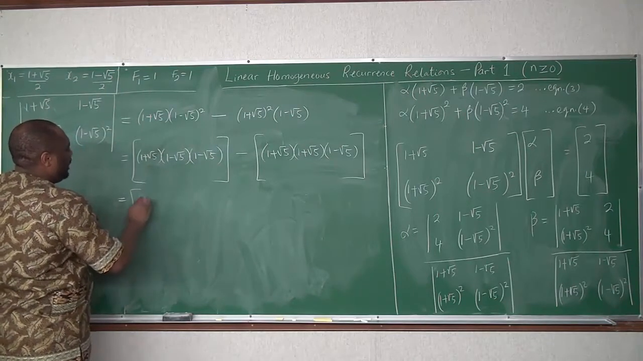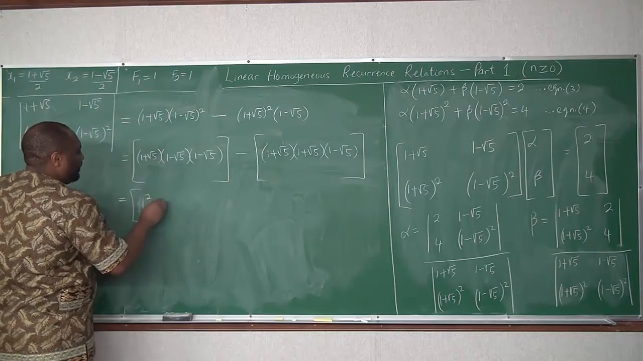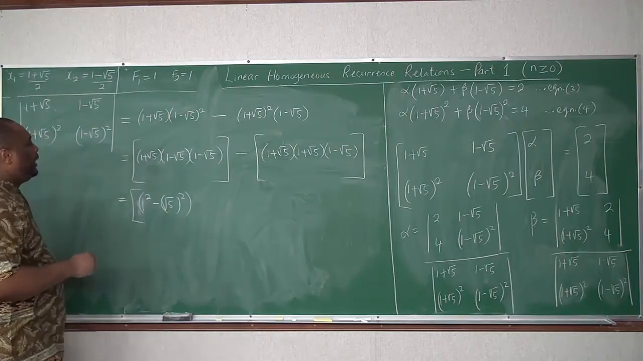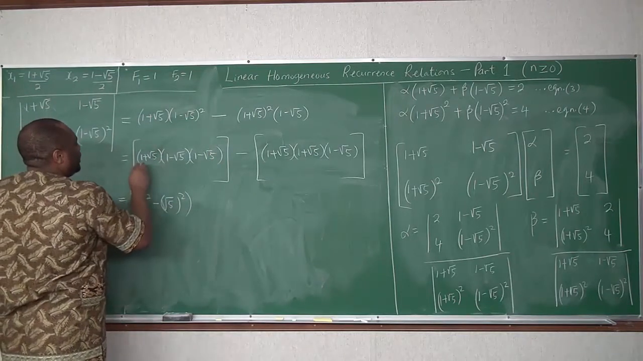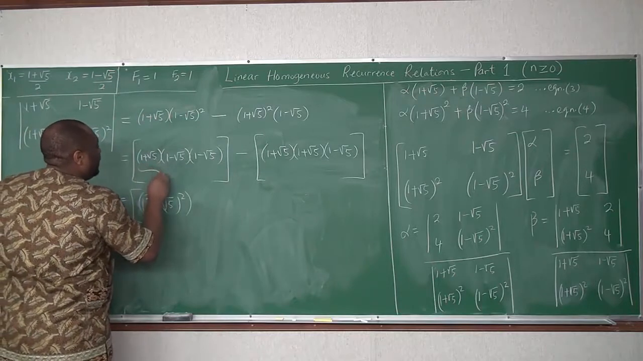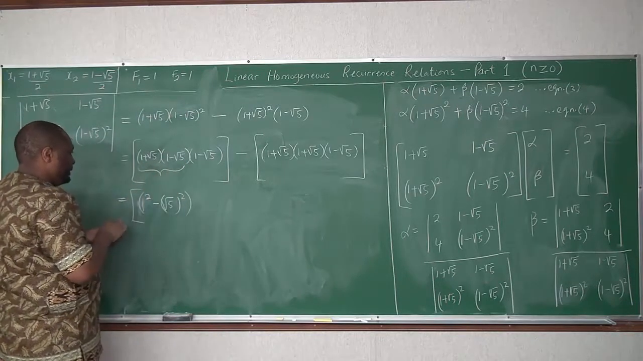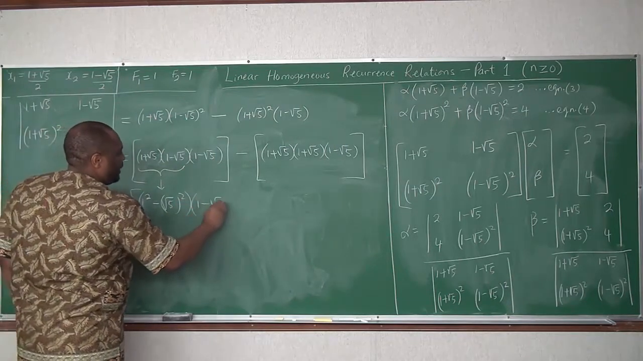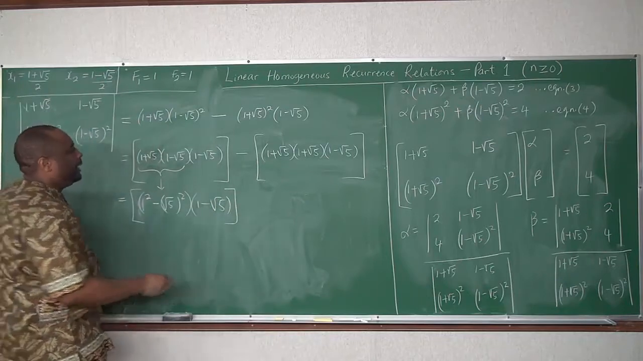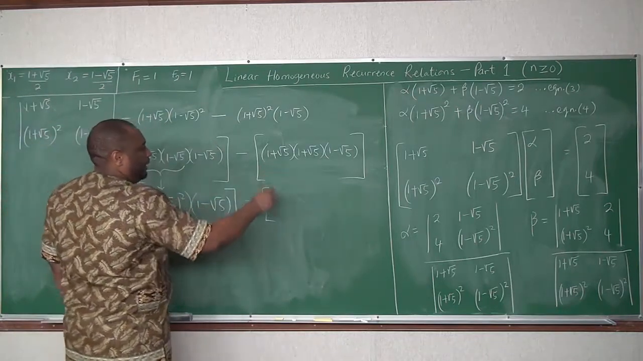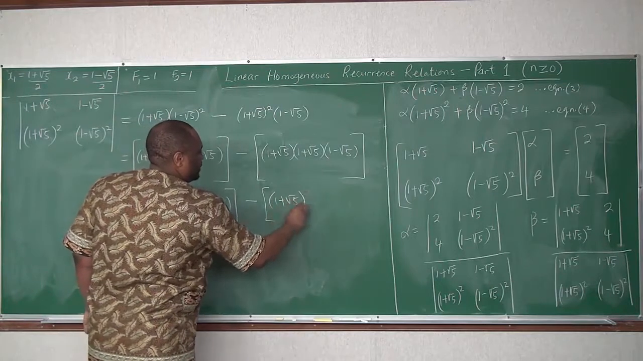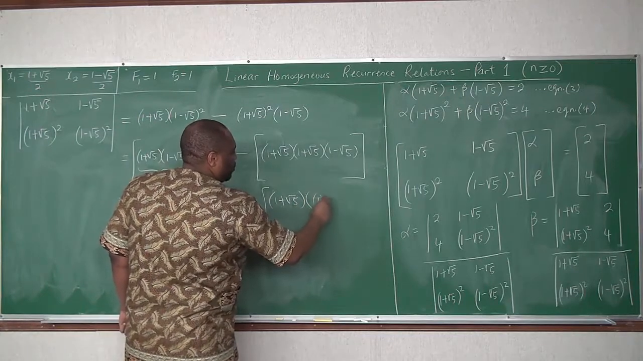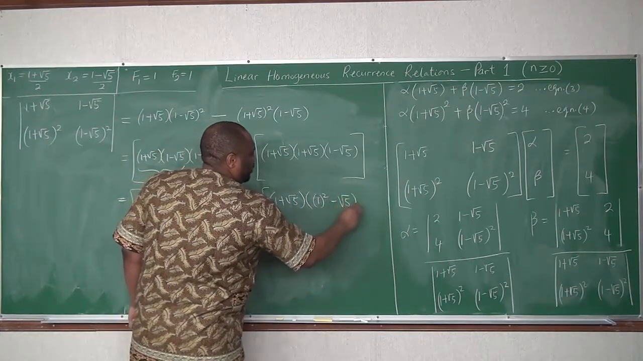So this is 1 squared minus root 5 all squared. This right here is this. Then times 1 minus root 5. Then minus 1 plus root 5 times 1 squared minus root 5 all squared.